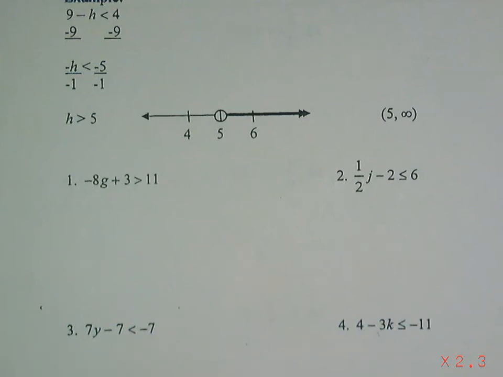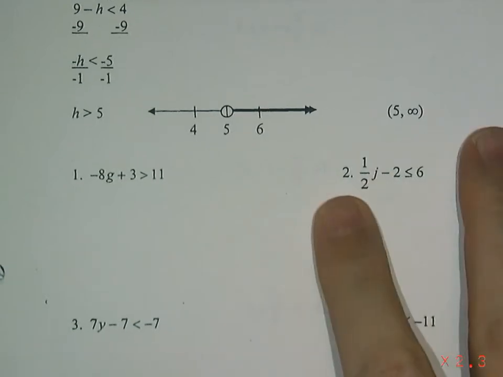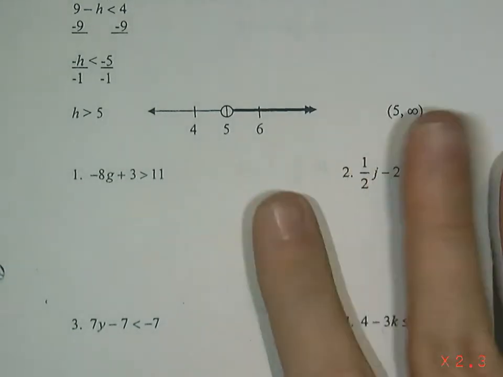All right, so two-step inequalities. This is basically just like a two-step equation, but you're going to have three different answers. You're going to have your solved inequality, your graph of the solved inequality, and your interval notation.